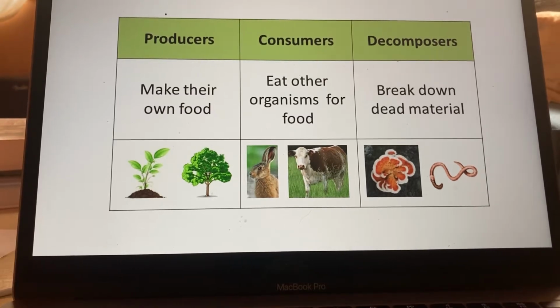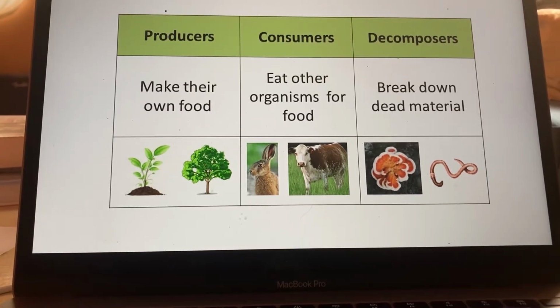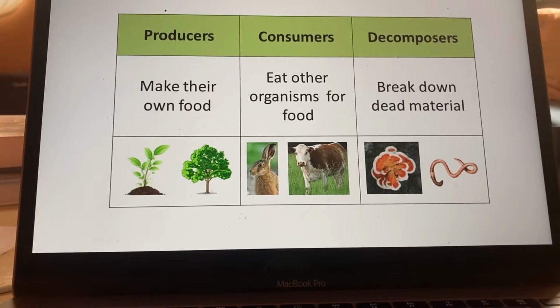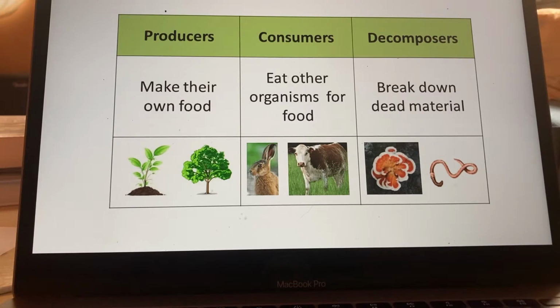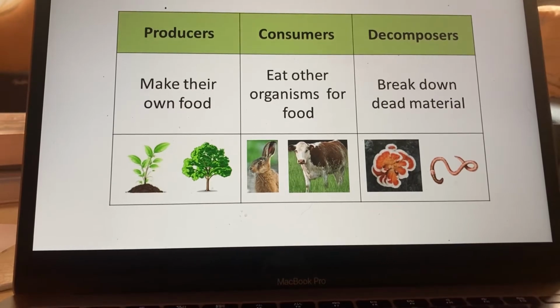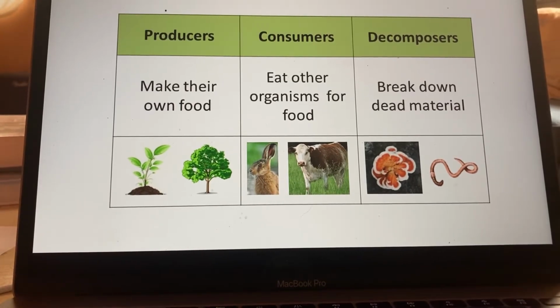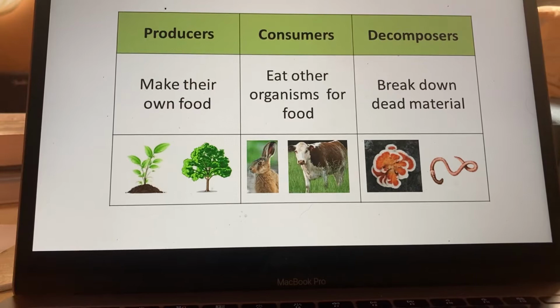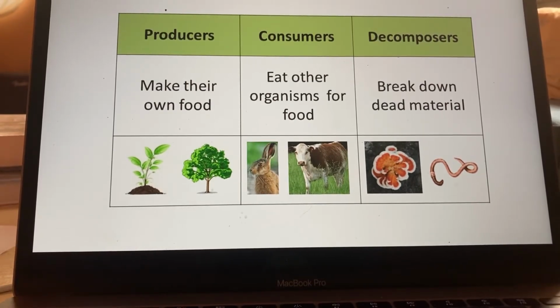Okay, so once everyone is done, I would like Julie to read the first column. Okay, good. Producers, they make their own food. So that's things like plants and trees. They eat water and they eat air. So they make their own food. They don't need to eat anything tangible.